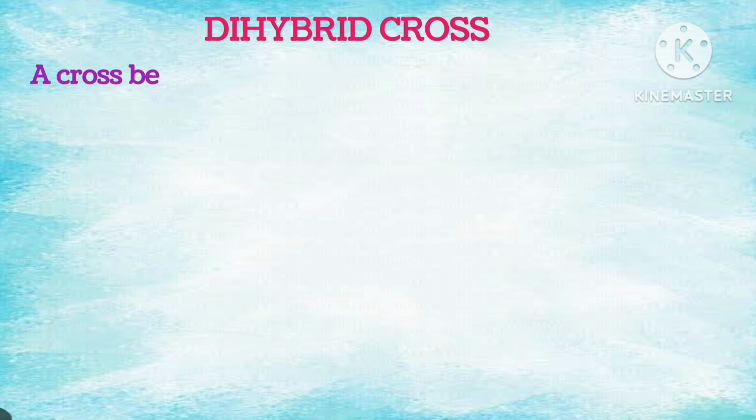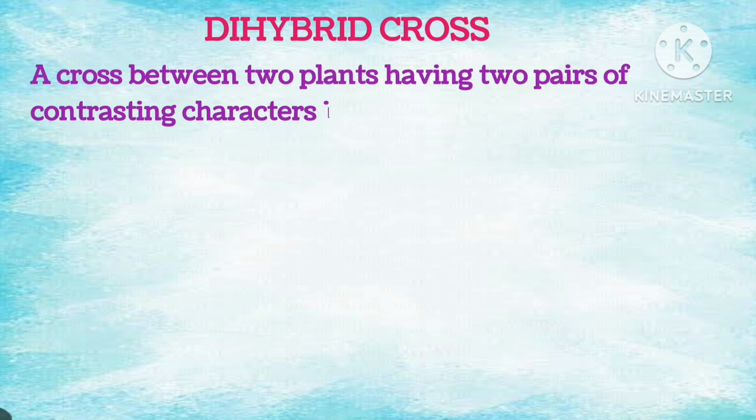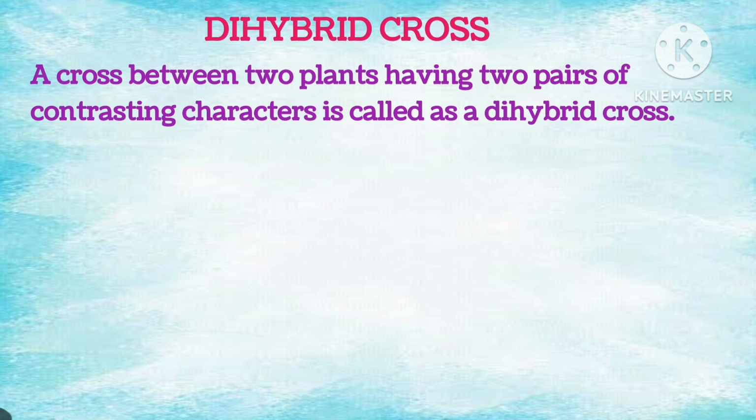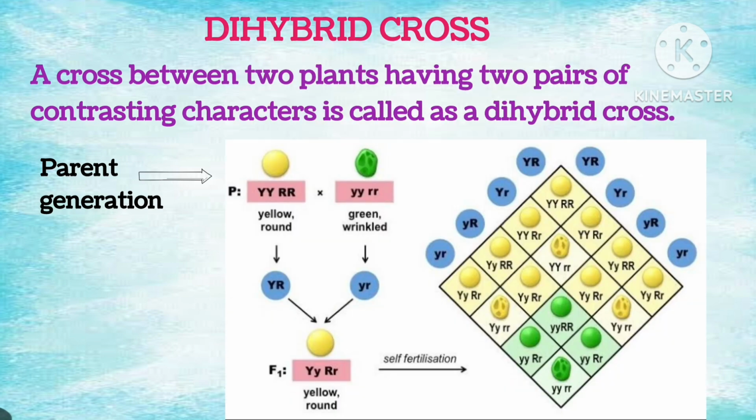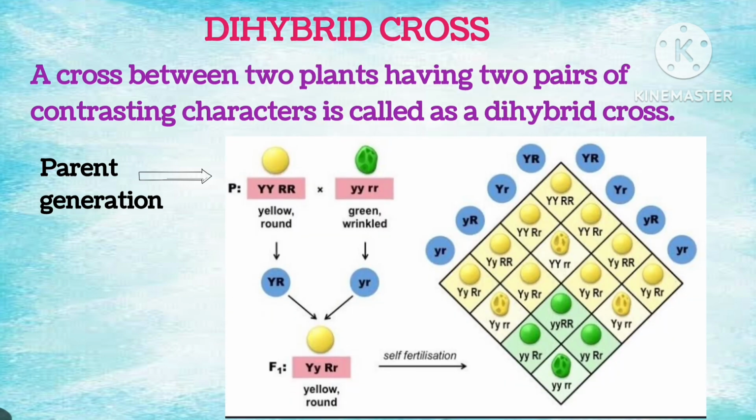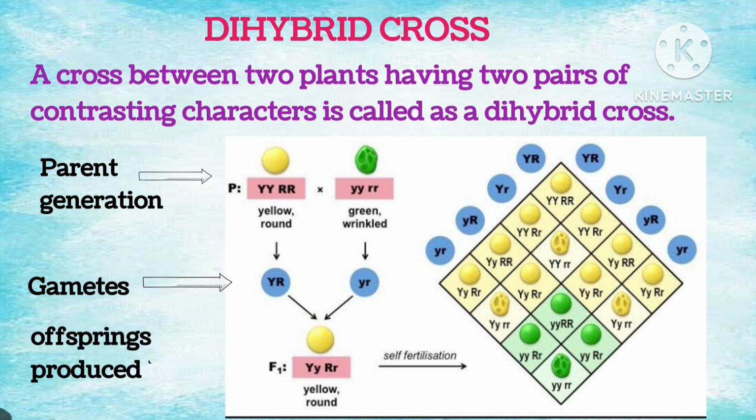Dihybrid cross. A cross between two plants having two pairs of contrasting characters is called a dihybrid cross. As you can see here, the parent generation has two contrasting characters, yellow and round seeds and green and wrinkled seeds. When they are crossed, they have gametes, as you can see, yellow and round and small green and wrinkled. So the offspring produced in the F1 generation are hybrid yellow and round seeds. You can see the genotype here.